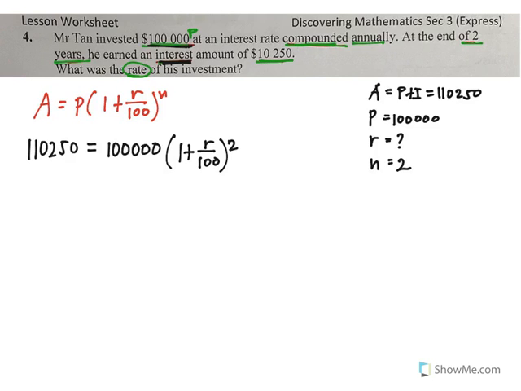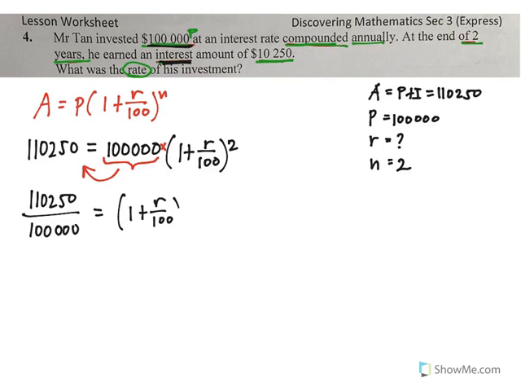Once you substitute it into your formula, you realize that your R is inside the bracket. So there are many obstacles to this. First of all, you have to get rid of the 100,000 over here. You realize that it's actually multiplied, so when you bring it over, you have to divide. Make sure that you divide this. So you should be getting 110,250 over 100,000, equals to whatever is remaining on the right hand side.